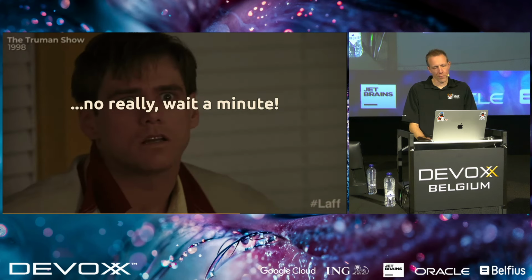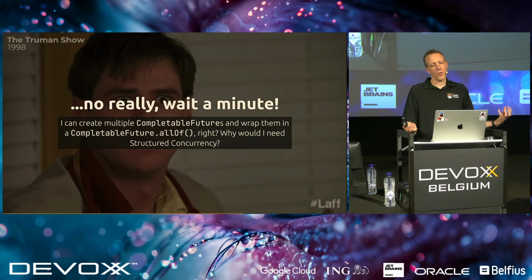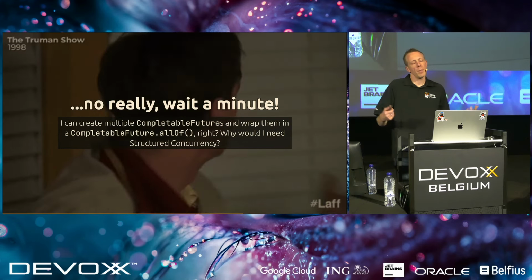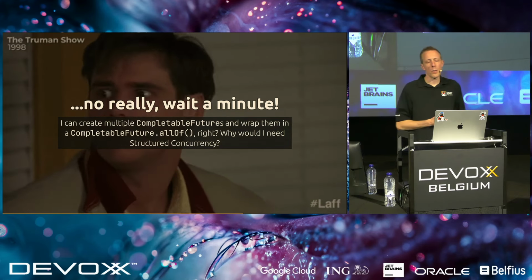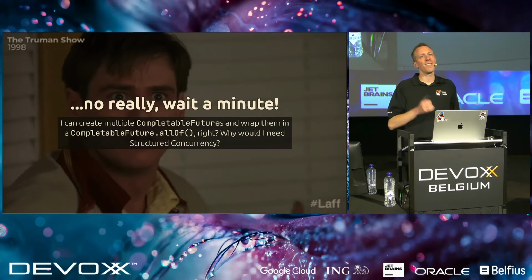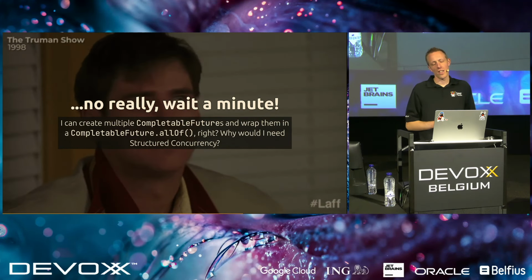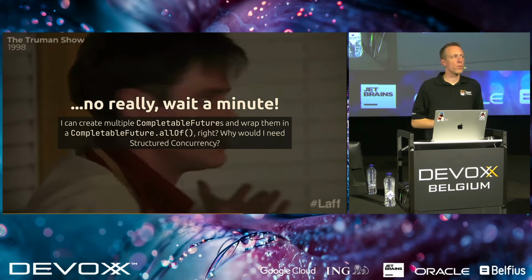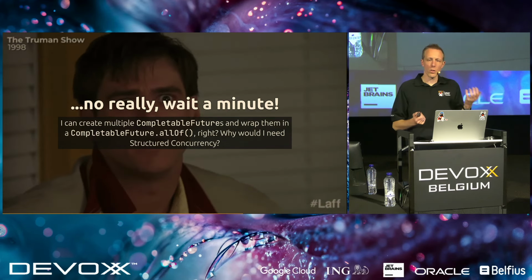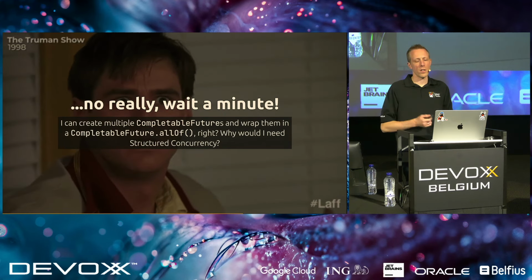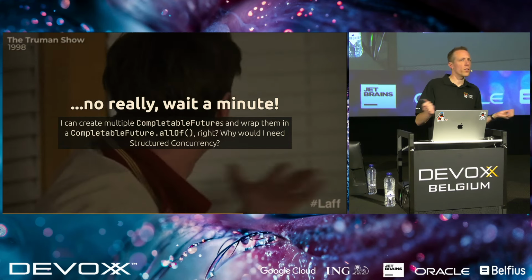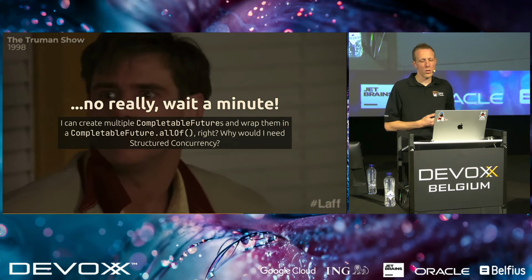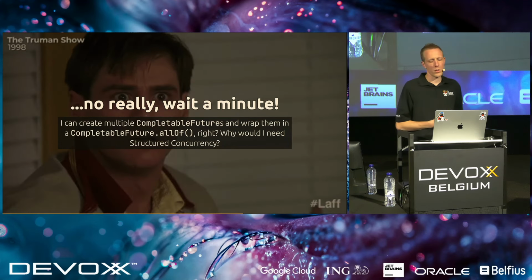Sanity check again. I can just create multiple completable futures, right? And wrap them in a completable future allOf. Why would I need structured concurrency? Well, actually, we did this already in one of the slides, showed you this code. The same reason that invokeAll doesn't do everything structured concurrency does. There's no cancellation. You cannot create a task hierarchy. You cannot make the created tasks return to the same place. You cannot create custom shutdown policies.